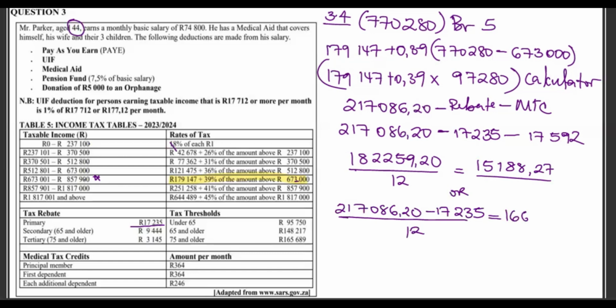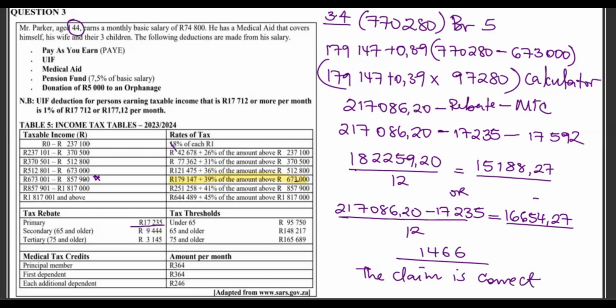So if he was not on medical aid, this is how much he would pay. We need to subtract these two values, with and without. Indeed, the difference is 1,466. So the claim is correct.